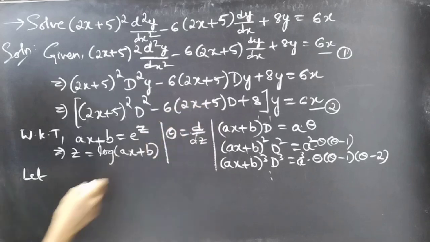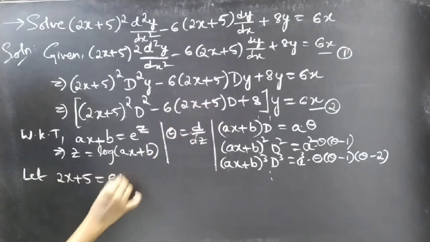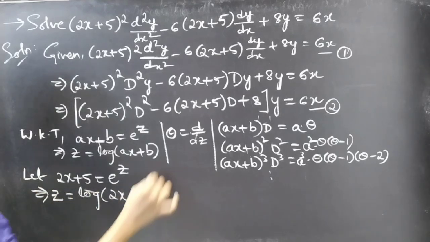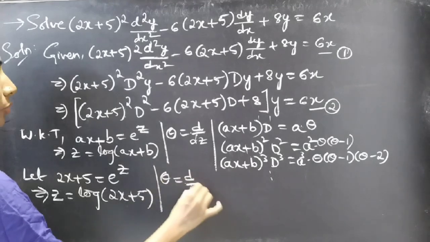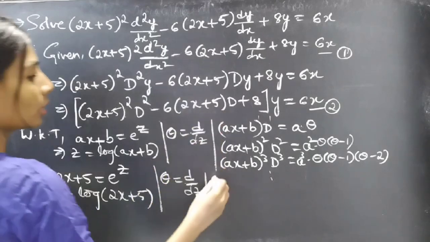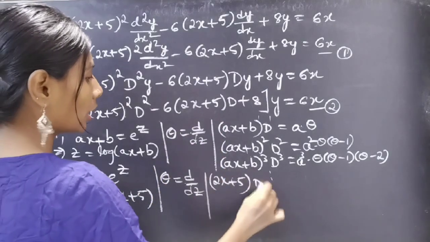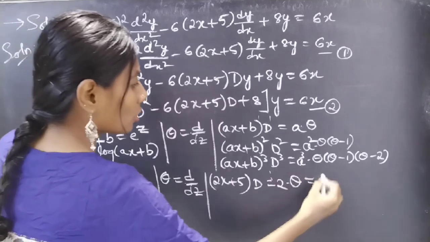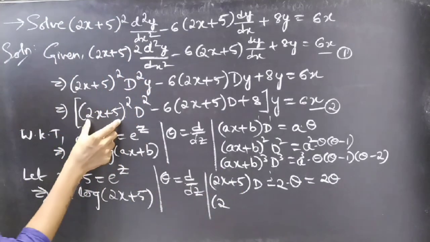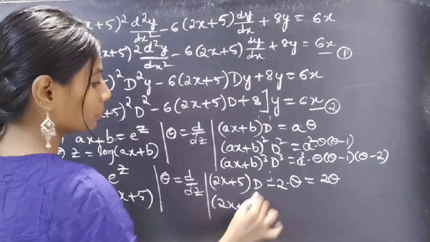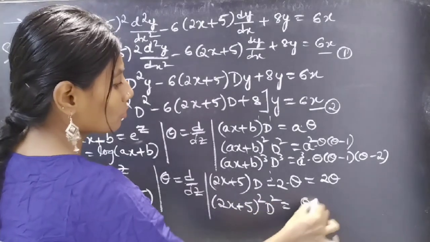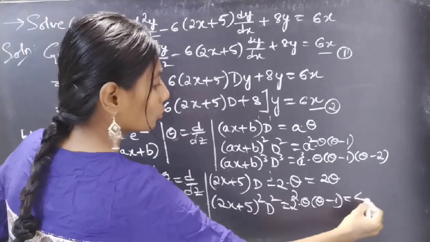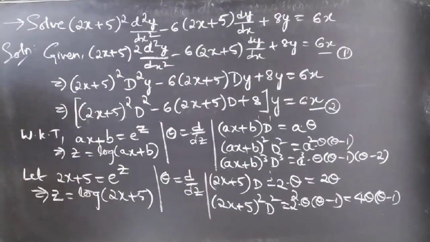Let 2x+5 = e^z, then z = log(2x+5). Here also theta is a differential operator whose independent variable is z, and here (2x+5)D can be replaced by, with power 1, only one term of theta into the coefficient of x, 2, which is 2θ. And (2x+5)² D² can be replaced by, with a square, two terms of theta and the coefficient of x squared, 2², which gives us 4θ(θ−1).